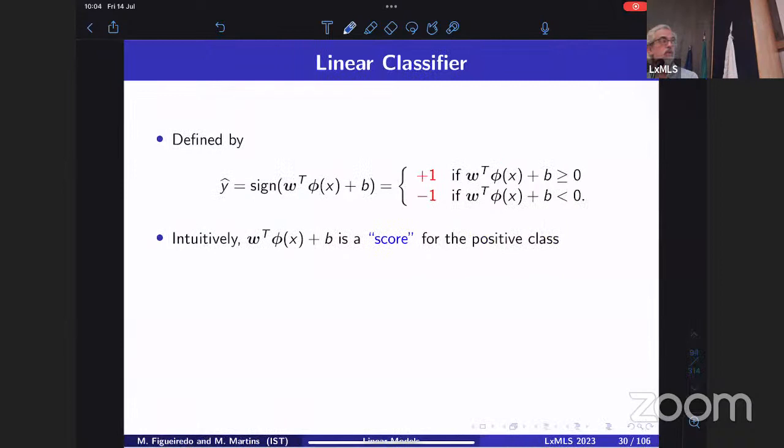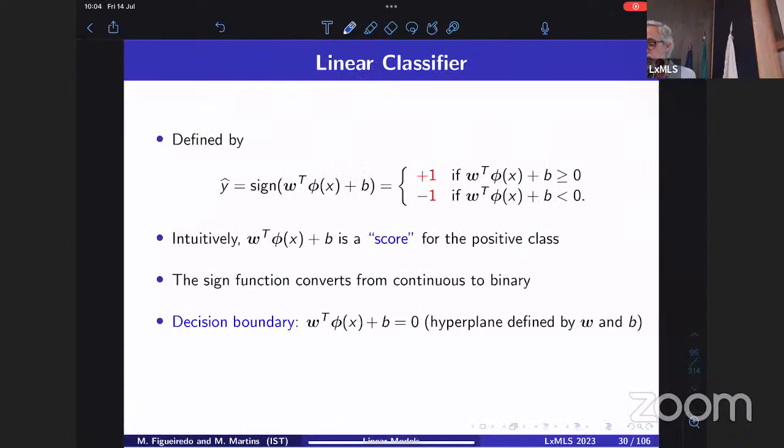Intuitively, and we'll use this word a lot, this quantity inside the sign is a sort of score for the positive class. It's how much you believe that this object is from class plus one. The higher this value, the further away you are from zero, the stronger your belief that it's class one, and vice versa for class minus one. So the sign function converts from continuous to binary, from numeric to binary.